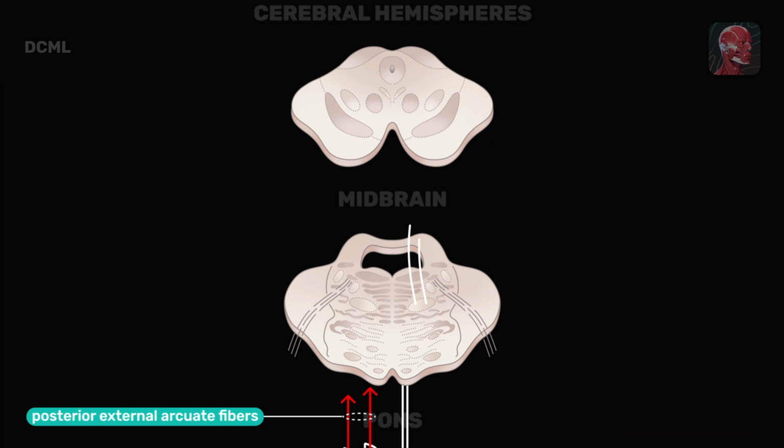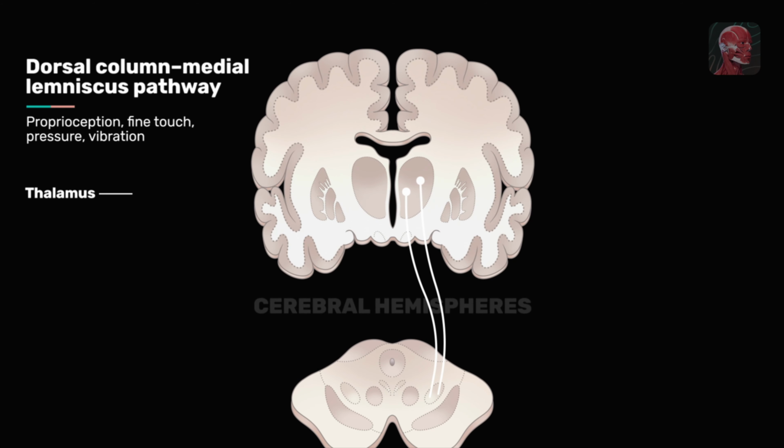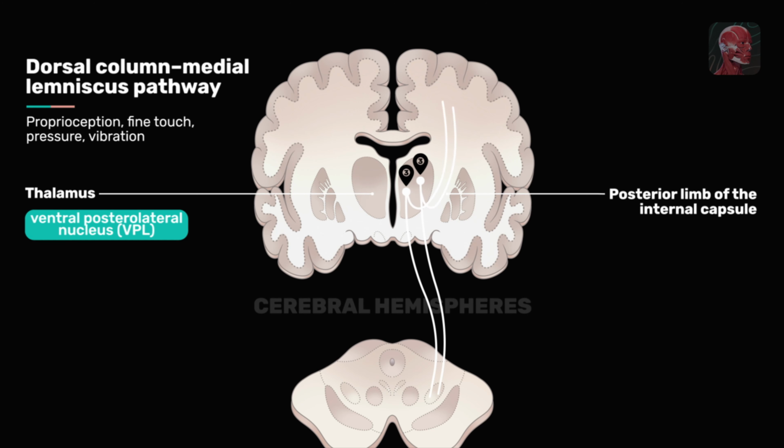The decussated fibers, ascending further, form a thick bundle, known as the medial lemniscus. As it travels upward, fibers from the nuclei of the trigeminal, facial, glossopharyngeal, and vagus cranial nerves join the lemniscus, carrying information about the same types of deep sensations. Eventually, the medial lemniscus reaches the thalamus, where it synapses with the third-order neuron in the ventral posterolateral nucleus, VPL. Then the fibers pass through the posterior limb of the internal capsule, reaching the primary somatosensory cortex of the postcentral gyrus in the parietal lobe.